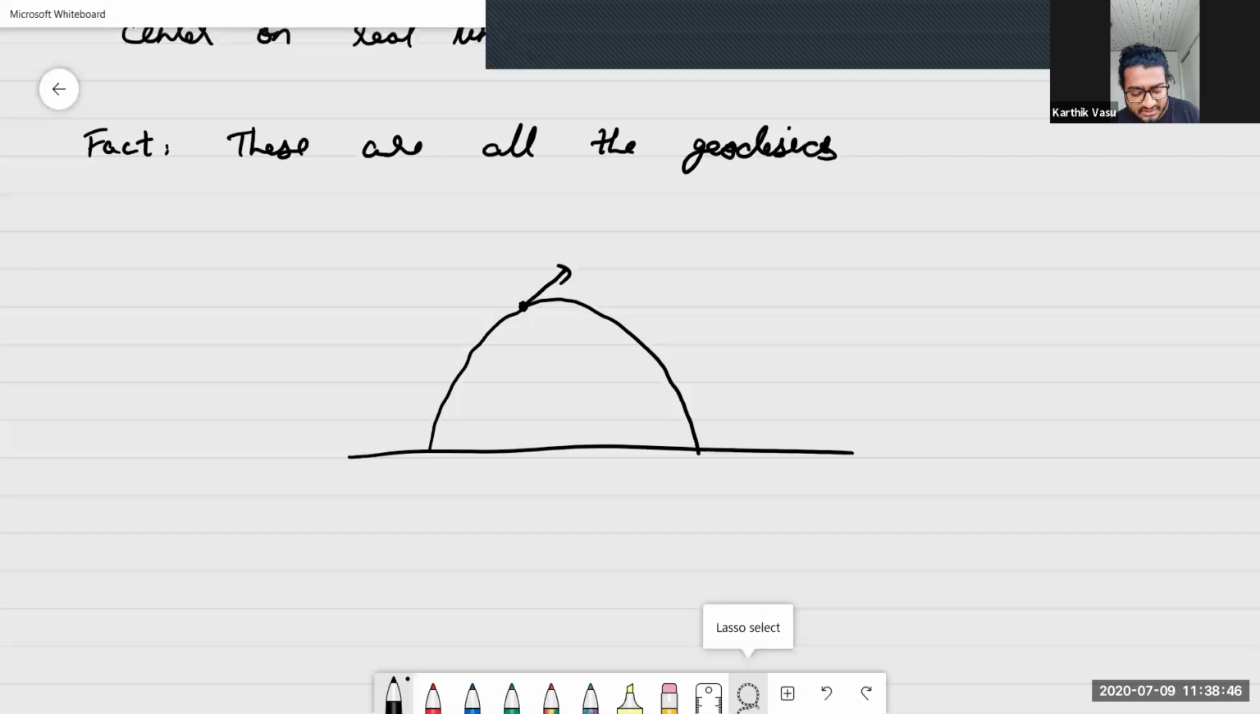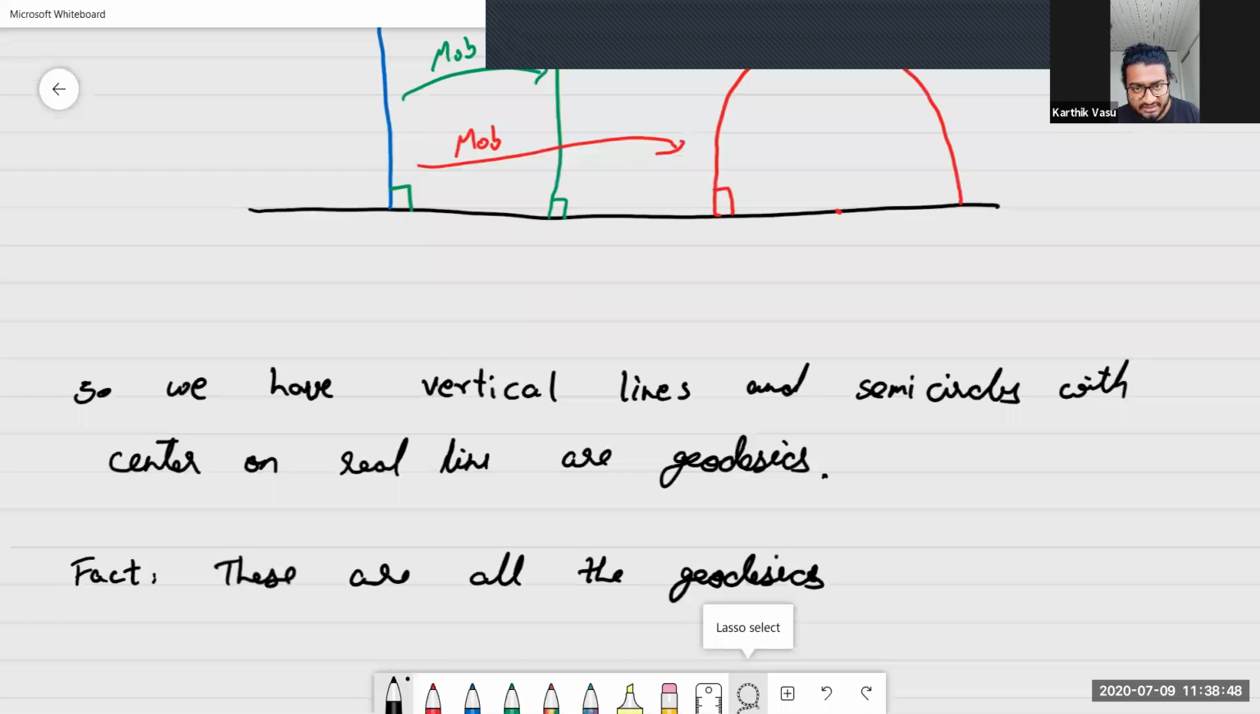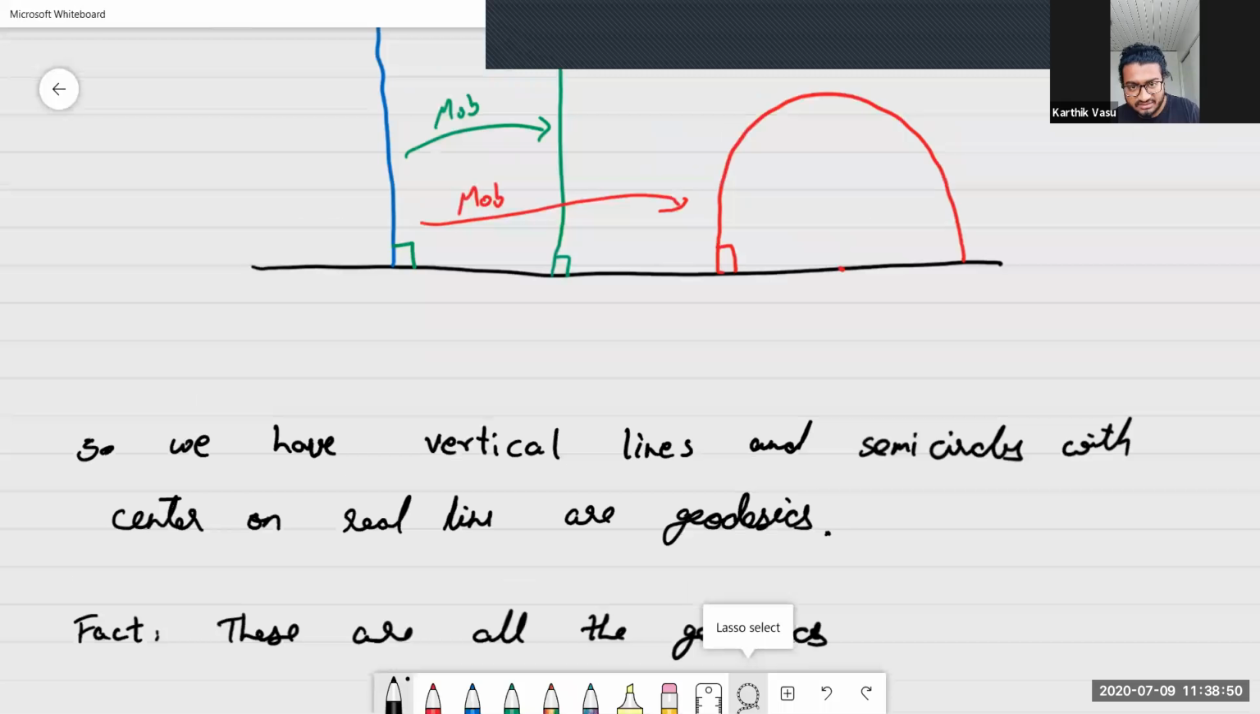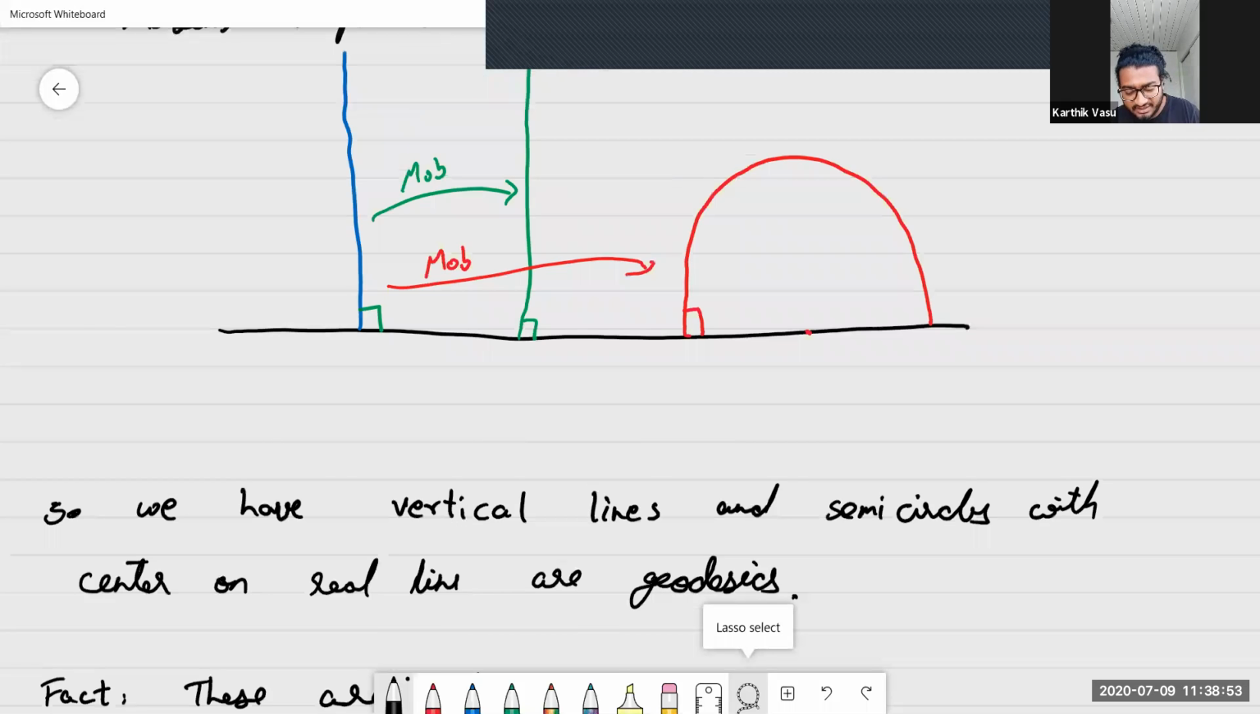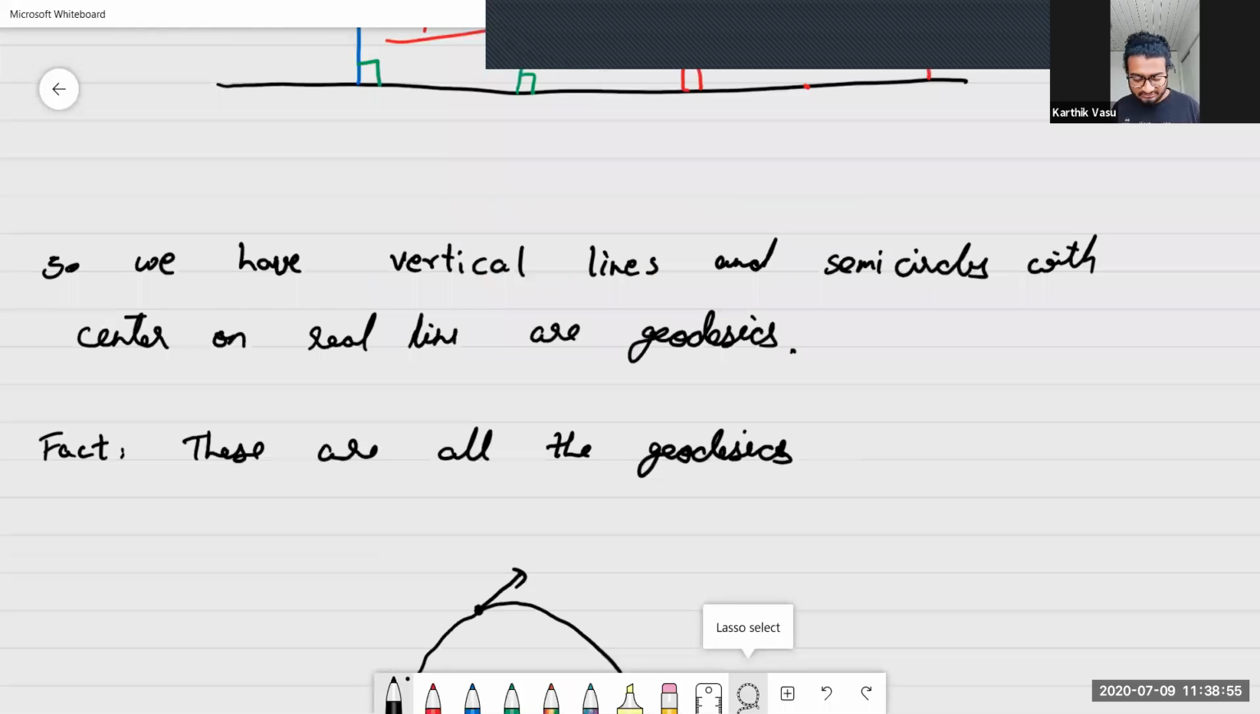And using these circles and lines, you can show that for any tangent direction, you can get these things. So basically, that is why they will be all the geodesics.